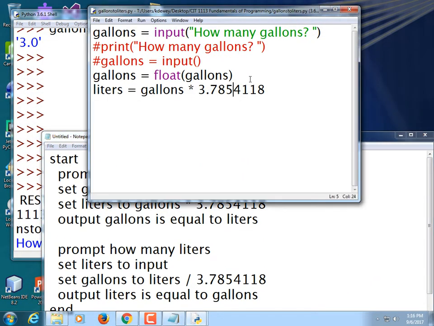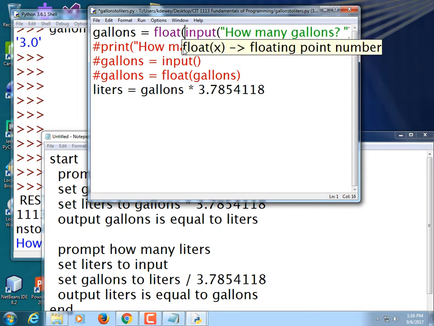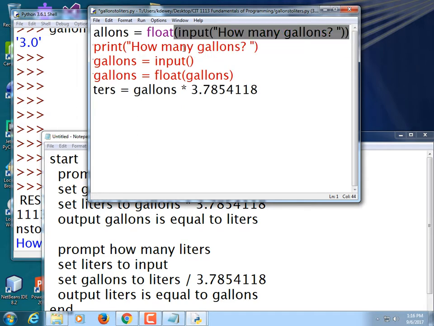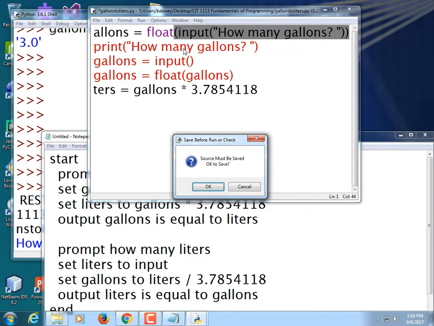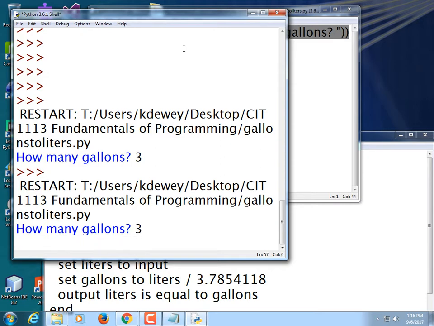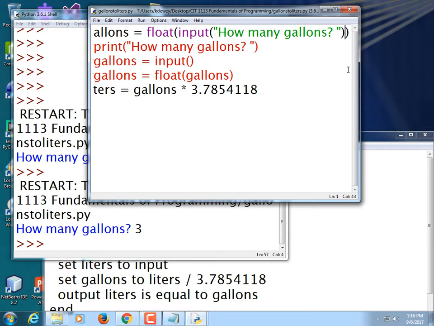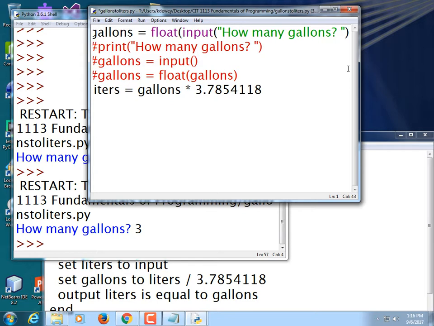But there's another way. Anyone know another way I could have done that? Put float around input. I could put float around what? Around input, how many gallons? Actually, I've never tried that. Let's try that. That's actually a very good idea. I've just never tried it. Wow, it actually does work. Nice. So that's another way.